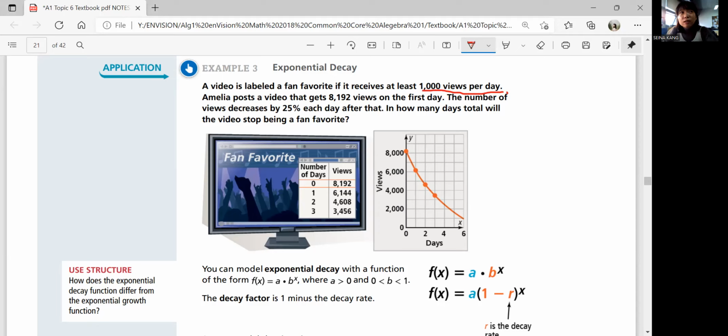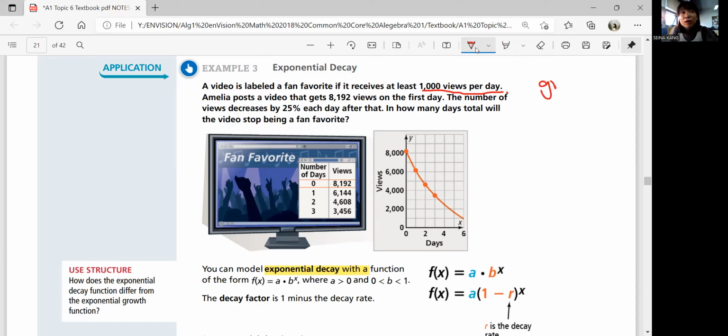So starting from 8,192 views, every day it decreases by 25%. So after a day, it will be 6,144. After another day, it'll be 4,608. Then after another day is 3,456, and so on. This is an exponential decay function because it decreases exponentially. Okay, so this is another type of exponential function where it decreases exponentially. It's not a linear function, but it decreases, and it's also an exponential function.